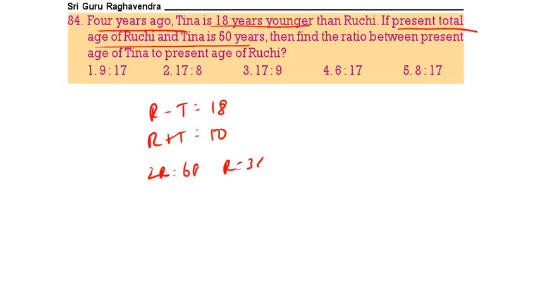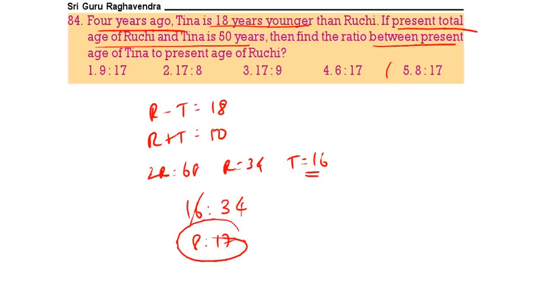R value 34. If R value is 34, T value will be equal to 16. Find the ratio between present age of Tina to that of Ruchi. So this is 8 times, this is 17. So 8 is to 17. Next question.